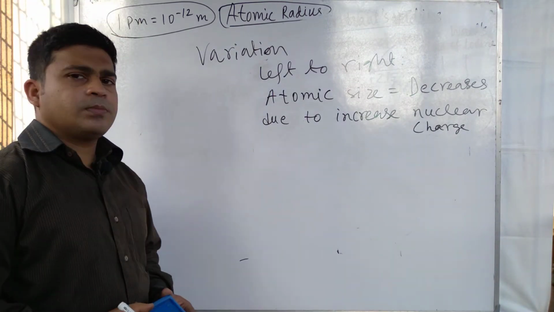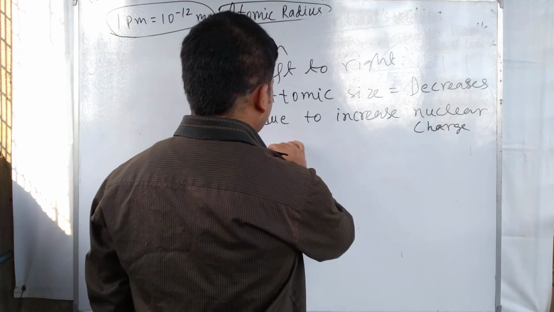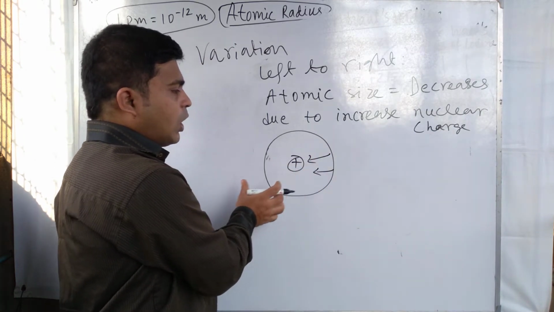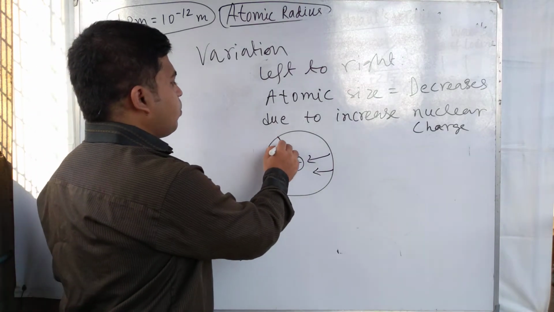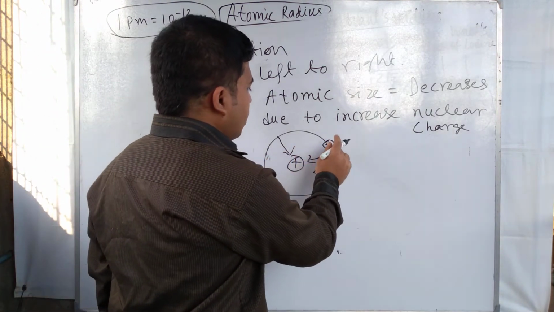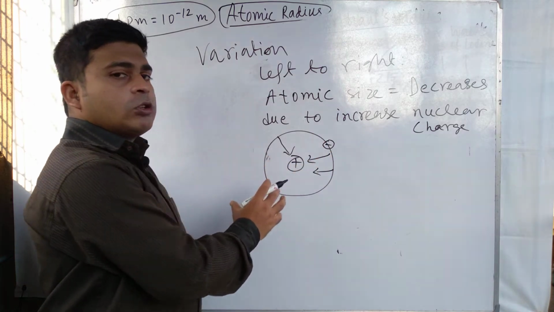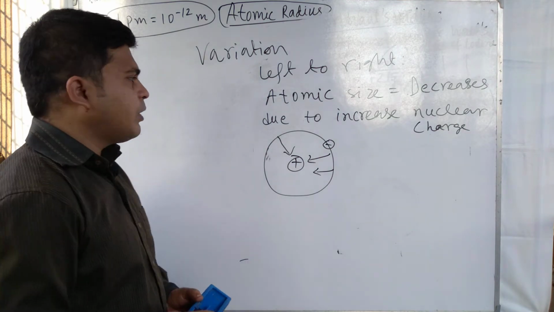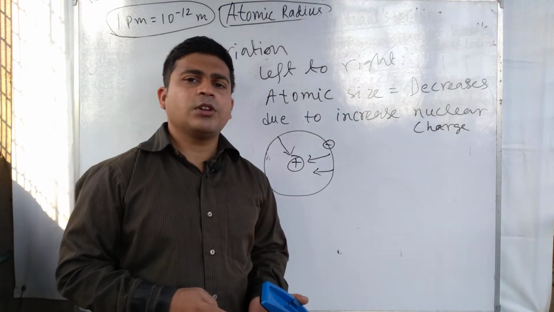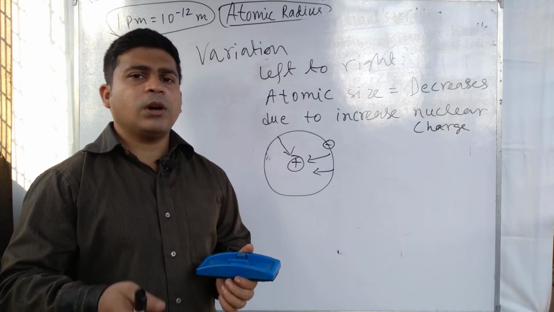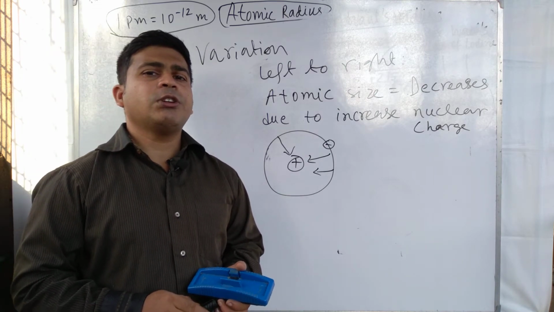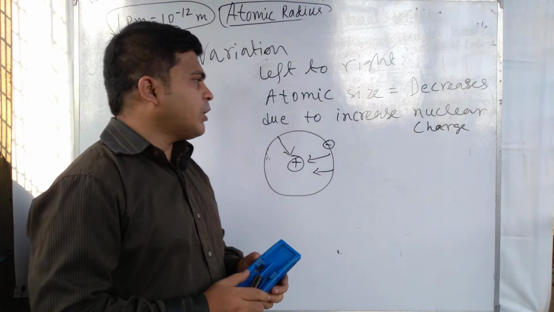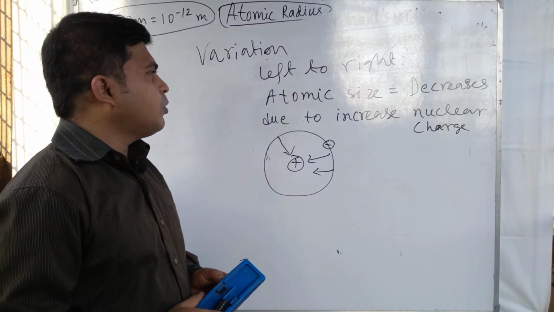Due to increase in nuclear charge, what happens? See here, if positive charge increases more, that time the positive charge will pull the outermost shell more tightly, and as a result the nucleus attracts the outermost electron cloud more tightly due to the increase of nuclear charge, and for this reason atomic size gets compressed, because left to right nuclear charge increases 1 unit in each atom, one by one. 1 unit of nuclear charge increases, along with one more electron for each atom, and for this reason with greater nuclear pull the atomic size gets compressed. So this is the reason why atomic size decreases left to right.